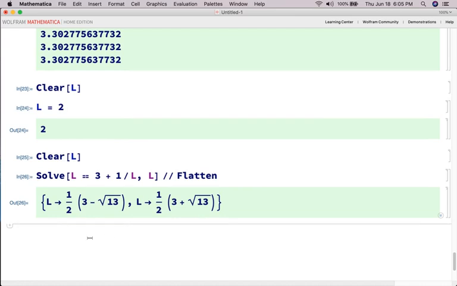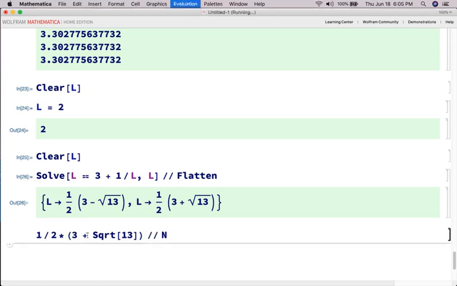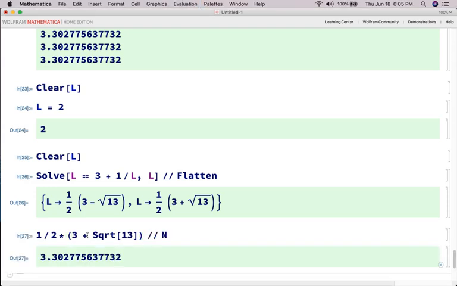Okay, so let's see. Is that really the answer? 1/2 times 3 plus the square root of 13. Let's turn it into a floating point approximation. Well, what do you know? That really is the answer to the problem. It is 1/2 times 3 plus the square root of 13.